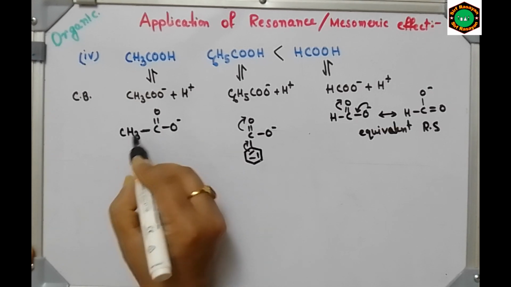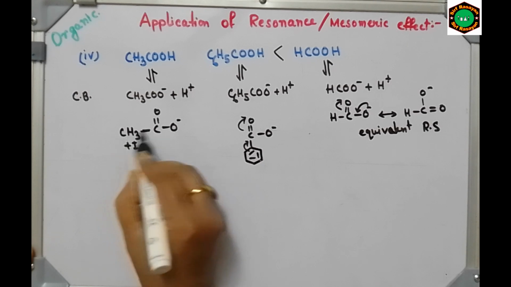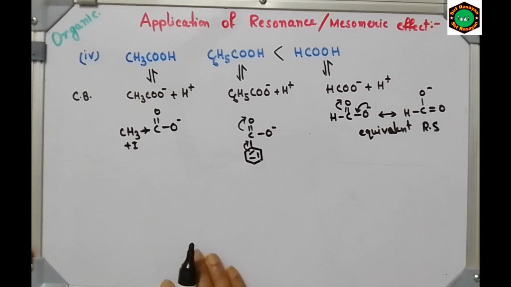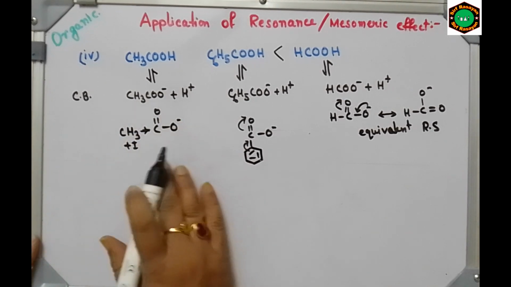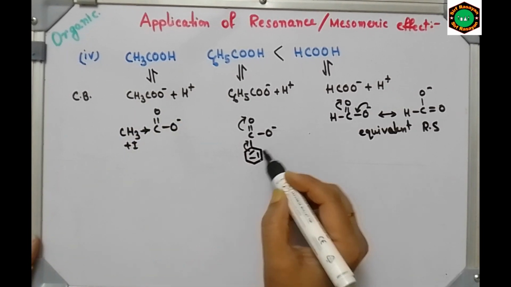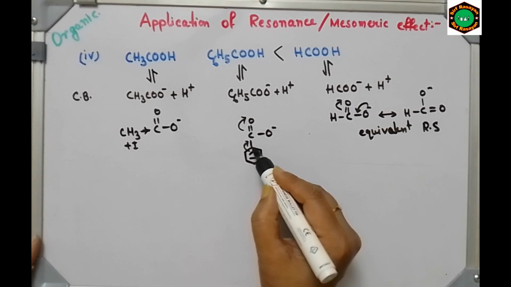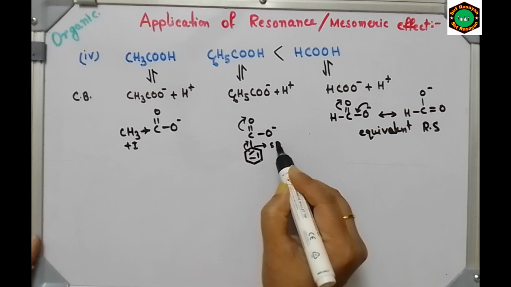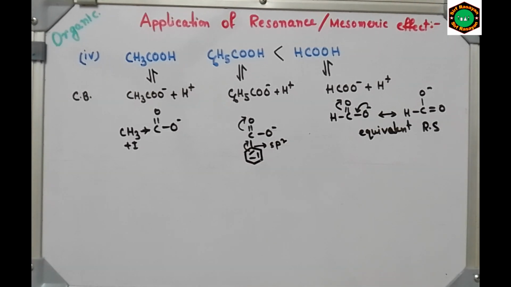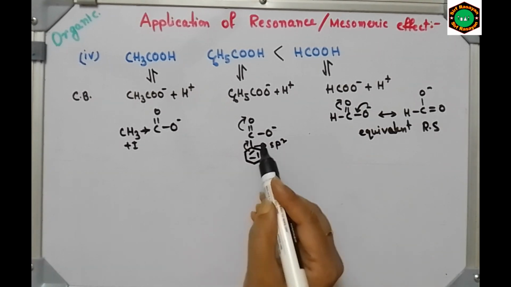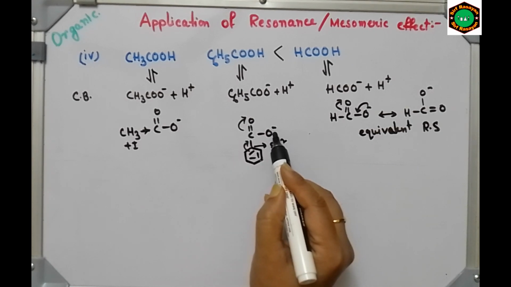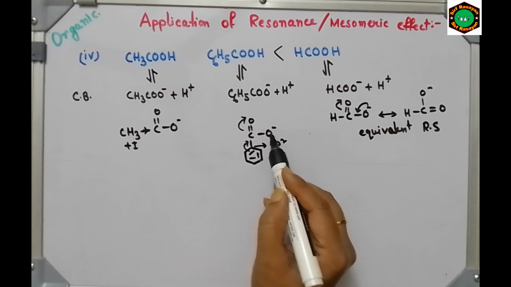CH3 has a plus I effect. Due to this plus I effect, it will increase the electron density on O minus, so it will destabilize this conjugate base. But here, this carbon is sp2 hybridized. This double bonded carbon is sp2 hybridized, so it has a minus I effect. It will pull electron density in this direction, so the negative charge density of oxygen is decreased.